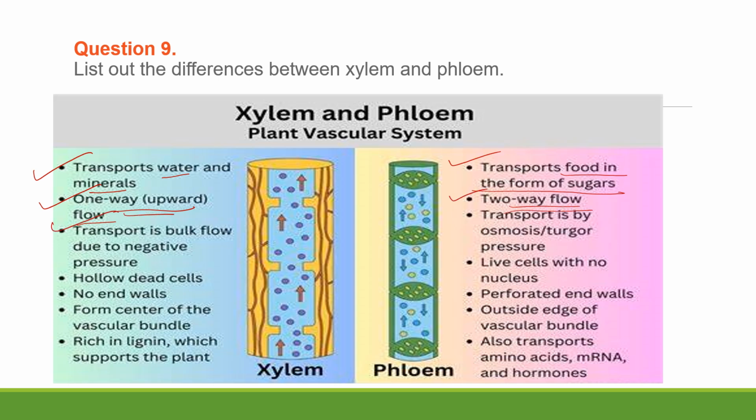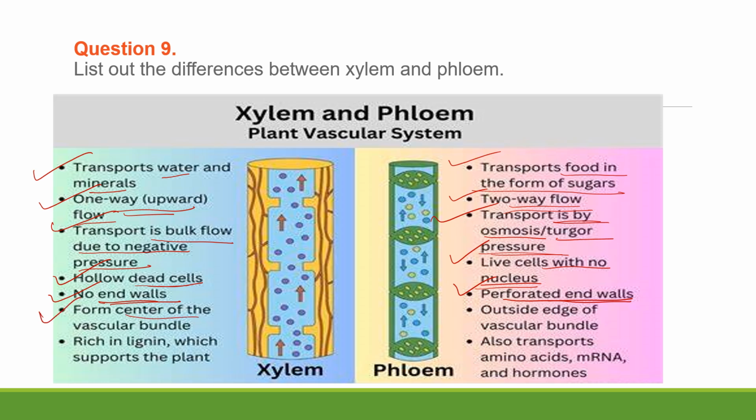Transport in xylem is bulk flow due to negative pressure. Transport in phloem is by osmosis and turgor pressure, right? Now here, hollow dead cells are there. Here, live cells with no nucleus are there. Now no end walls are there in xylem. Here perforated end walls are there. Like this you can differentiate in this table and learn it.